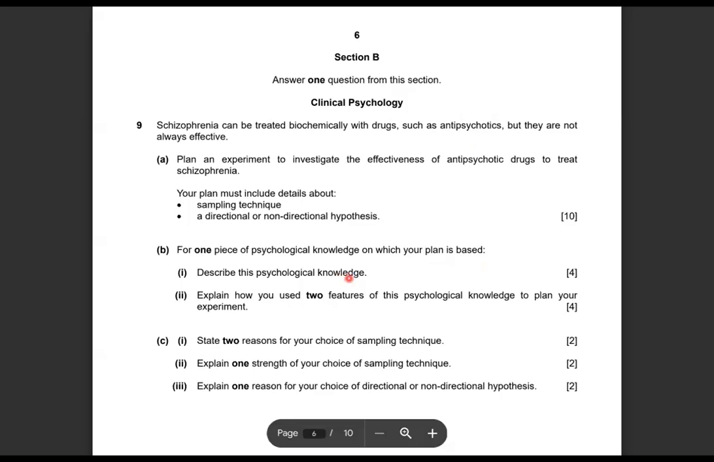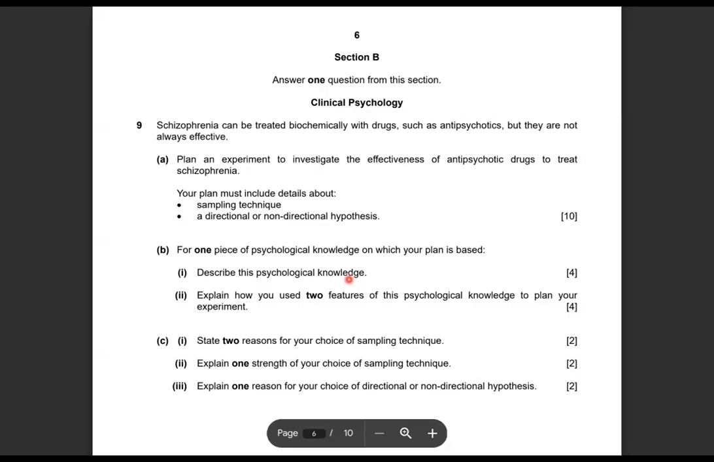Describe that psychological knowledge. So briefly, for 4 marks, explain that particular topic from the syllabus. Talk about antipsychotic drugs, first generation, second generation. Talk about how they work, talk about what they are, and give a few examples. So you're basically just describing that part of the syllabus that our study is based on, right, for 4 marks. B part 2 is explain how you use 2 features of the psychological knowledge to plan your experiment. So in part B1, we're just briefly describing that particular topic, which is in the syllabus that our study is based on.